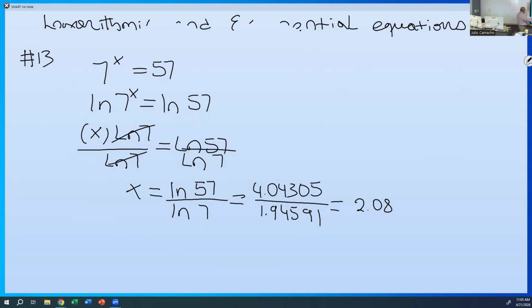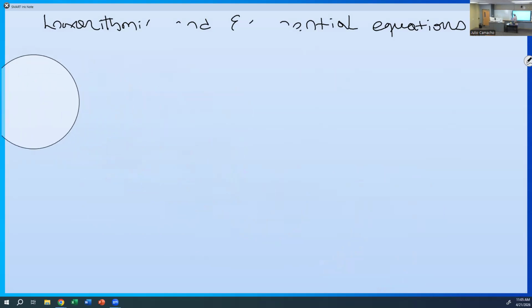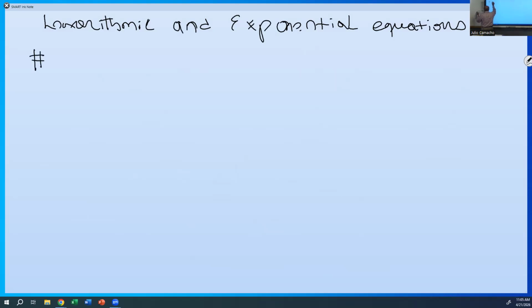Let me erase everything. Let's go to question 14. The last question of this assignment today is logarithmic and exponential equations. So number 14, the last question, is 5 to the x plus 2 is equal to 42.